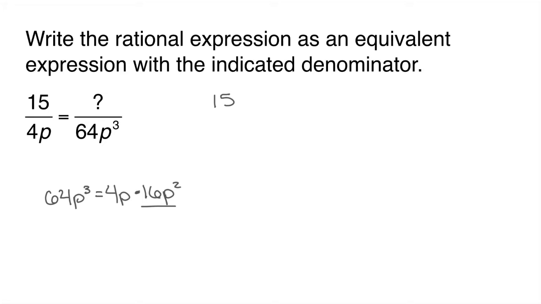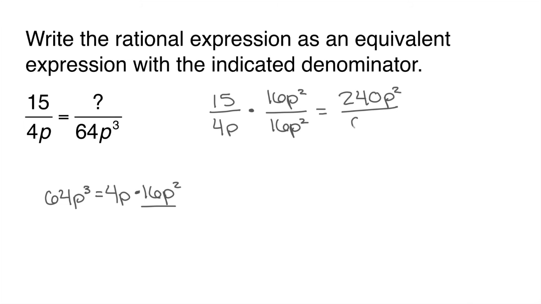We have 15 over 4p, and we'll multiply that by 1 in the form of 16p squared over 16p squared. Multiplying the numerators and denominators, we have 240p squared divided by 64p cubed.